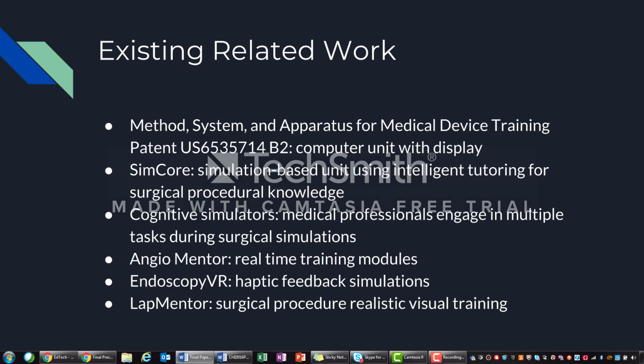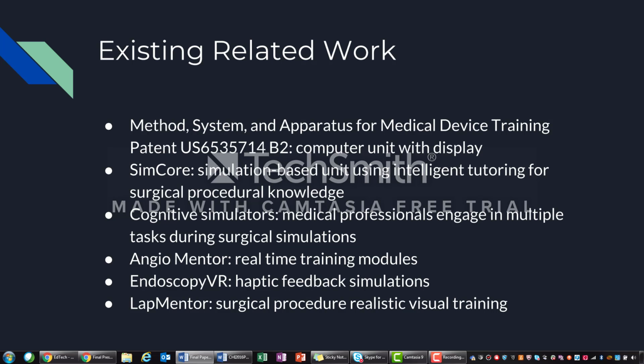Cognitive simulators are more of a proof-of-concept framework in which they explore the importance of cognition while performing surgeries, looking to improve surgeons' multitasking abilities in real-life scenarios. The next three are more specific products that are commonly used for those purposes.